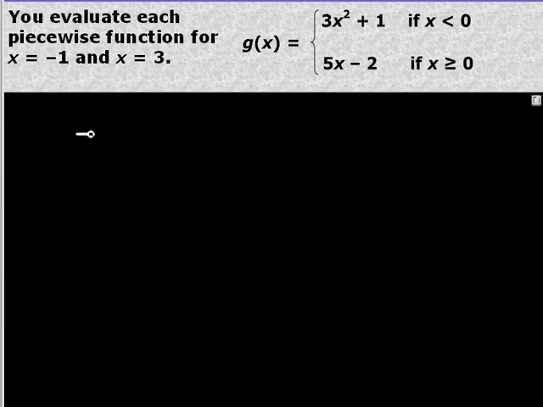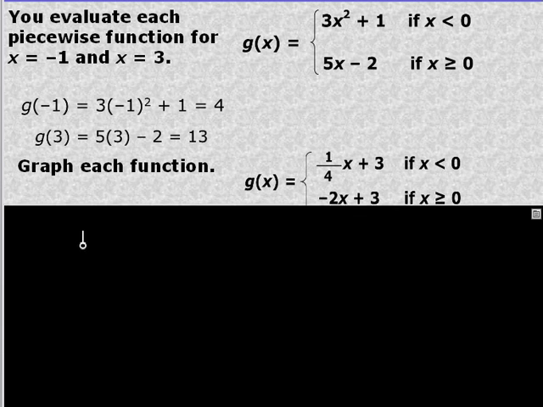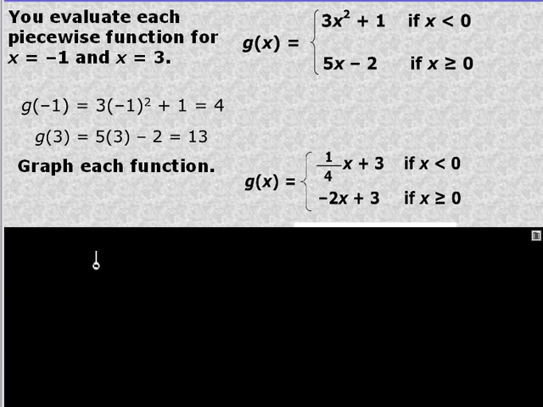All right, here is one for you to try. And answers are there. Hopefully you figured it out before you looked at the answers. All right, now we're going to look at graphing. How do we graph a piecewise function? Well, it's like graphing two separate equations.